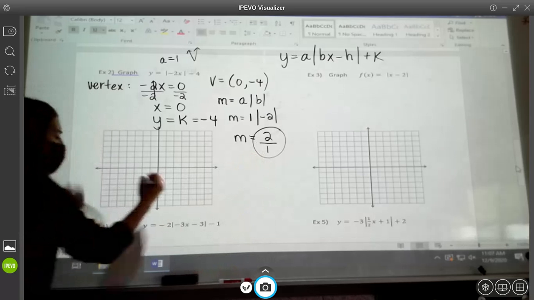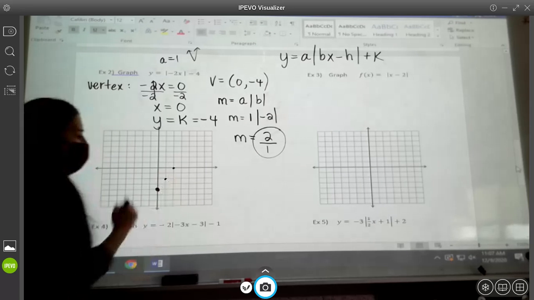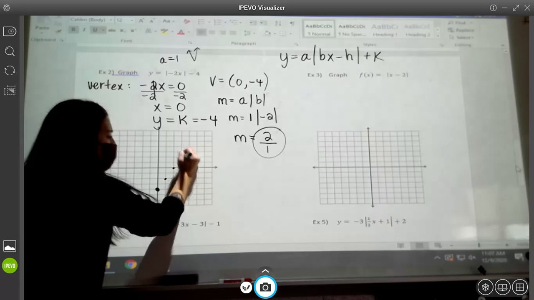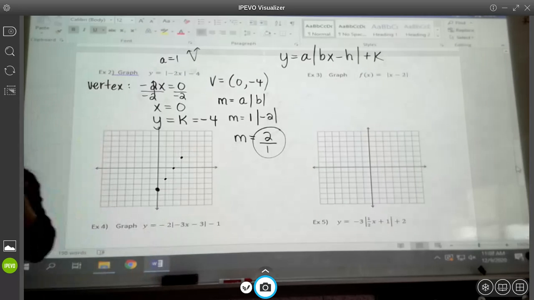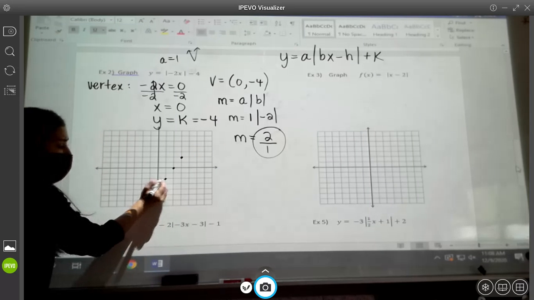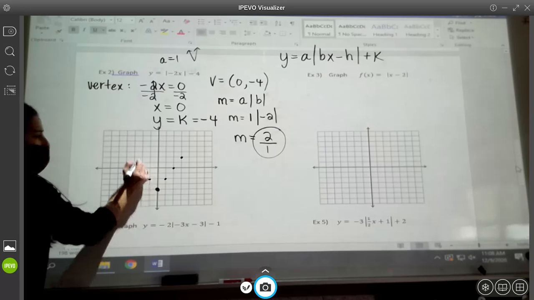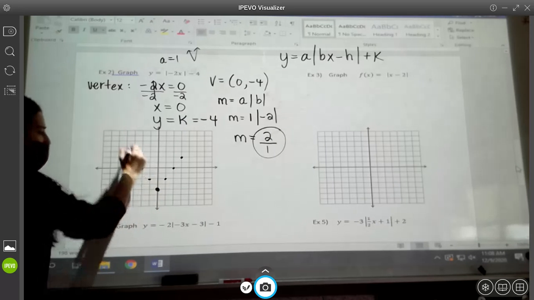We're going to go up 2, but we're not going to go over. We're going to go back 1 this time. Up 2, back 1. Up 2, back 1. And then there is your V. Everybody feel okay? Yeah? Guys at home, are you okay? All right, we're going to do one more, and then we're going to call it a day, okay?